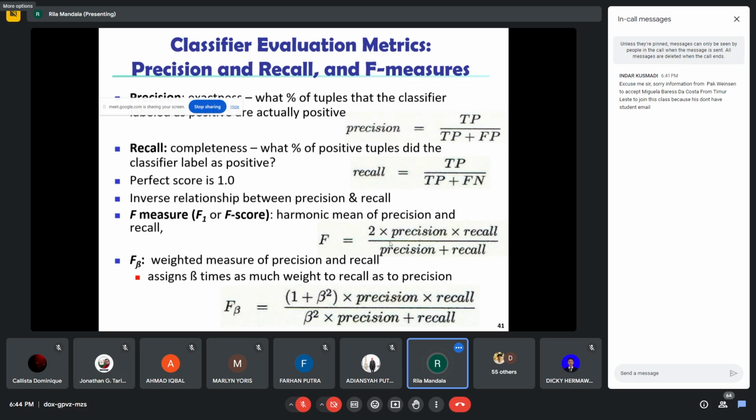So if you have an imbalanced data set, then it is better to measure the performance evaluation metric by using the F measure. What is the maximum value of the F measure? Anybody can answer it?